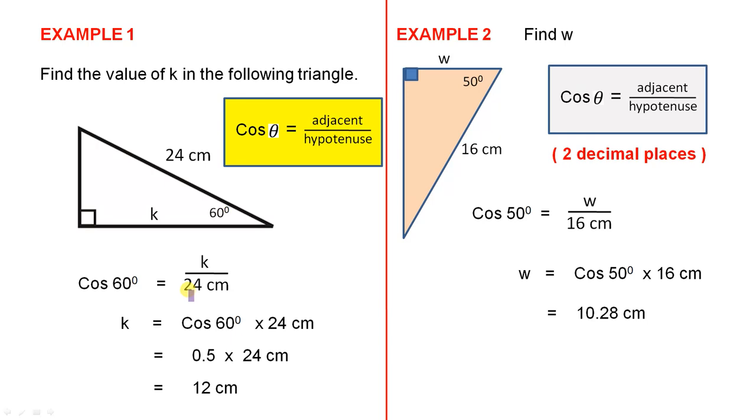Now if we multiply both sides by 24 centimetres, we get k equals cos 60 times 24 centimetres. Cos 60, if you use your calculator, is 0.5 times 24 centimetres. And that gives us 12 centimetres. So the length of k is 12 centimetres.